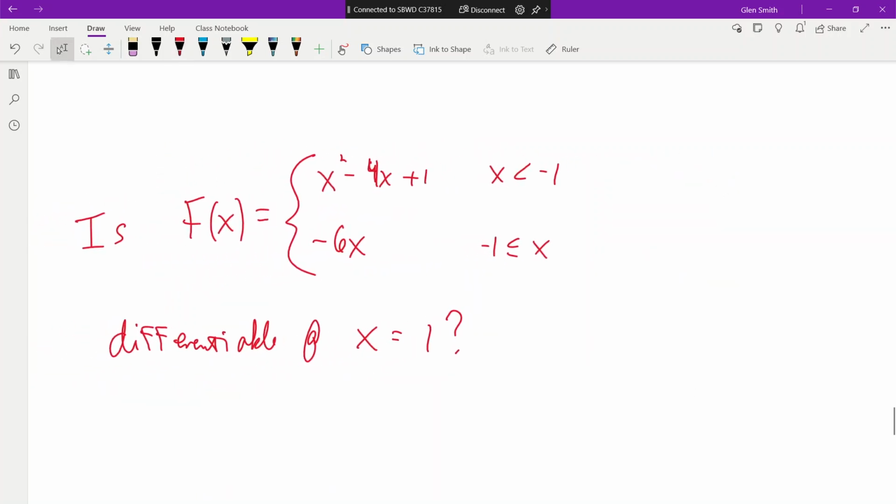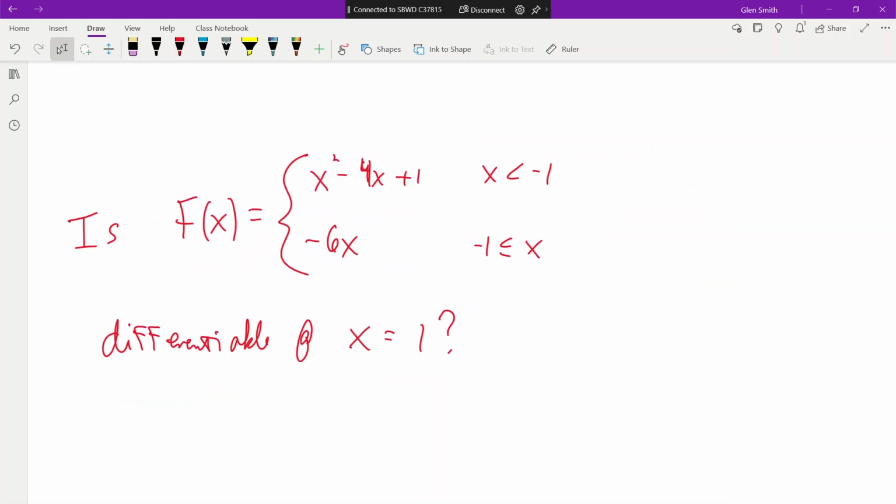What's the first thing that has to happen? It's got to be continuous. They got to meet. So you plug -1 in. What you're really doing, though, kids, is checking the left limit and the right limit if you have to write that out. You don't say, I plugged in -1 and got the same thing. We talk about the left limit and the right limit. But when we plug in -1, we get 1 plus 4 plus 1, that's 6 and 6. So it is continuous.